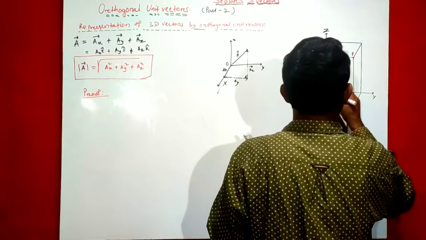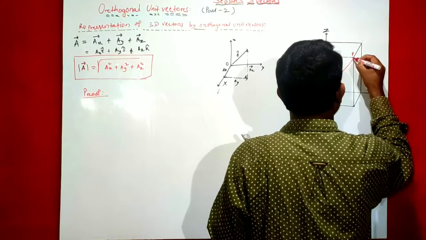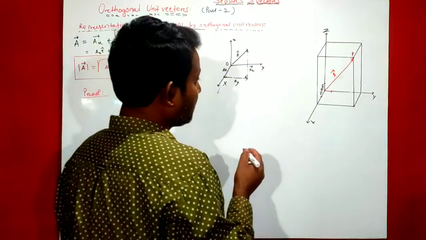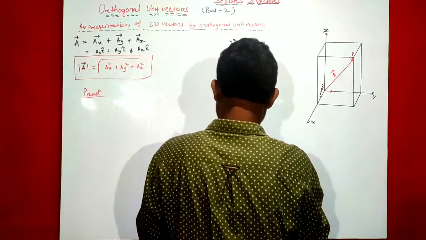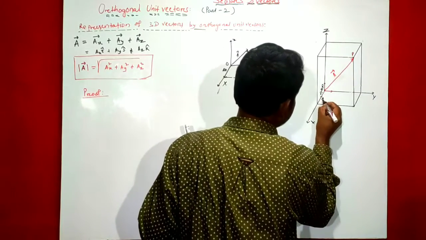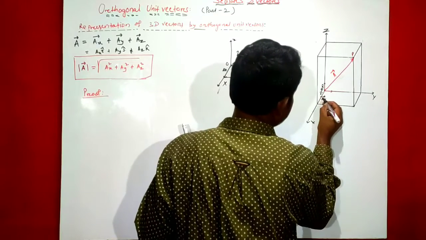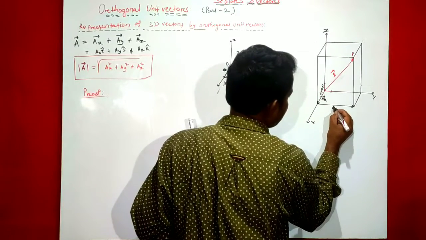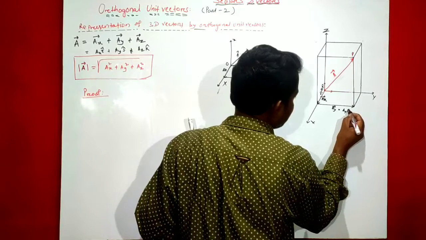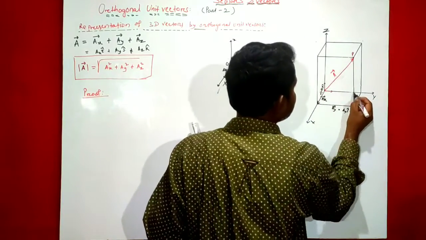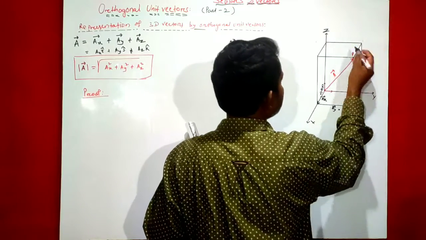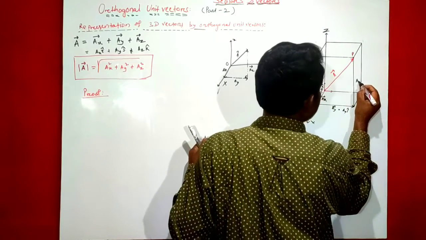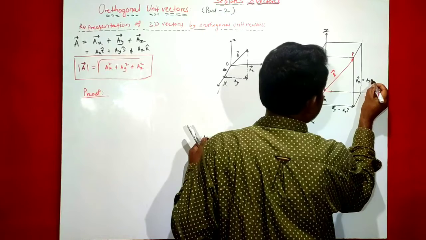This is a vector A. Its x component is the ax vector, its y component is the ay vector, that is ay j cap, and the z component is perpendicular to the xy plane, standing perpendicularly, parallel to the z axis. This is the az vector, az k cap.